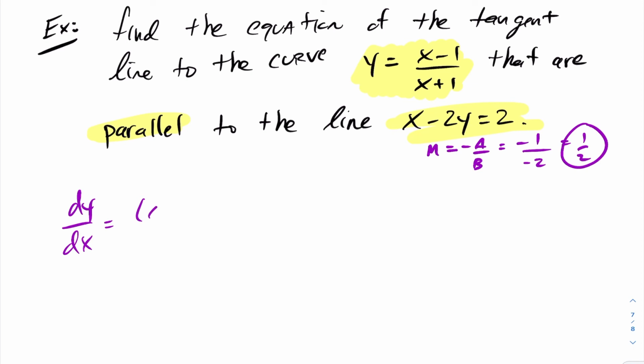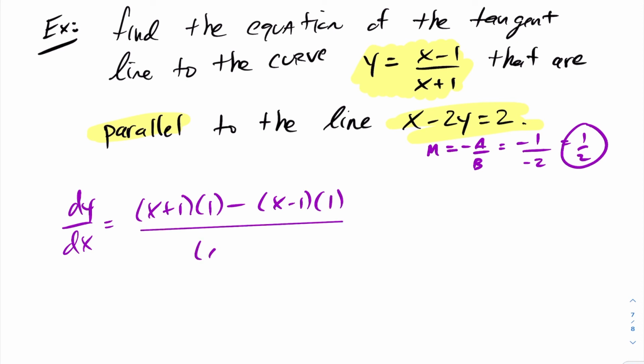So dy dx is going to be my bottom times the derivative of the top minus the top times the derivative of the bottom, divided by the bottom squared. Now in this situation here, I want to set my dy dx equal to a half, and I'm going to simplify the top, in which case here we get x plus 1 minus (x minus 1) all over (x plus 1) quantity squared.